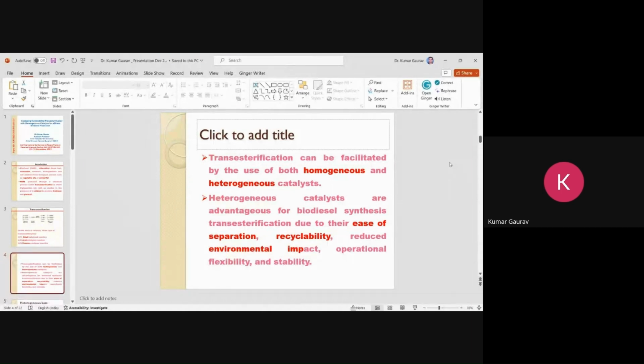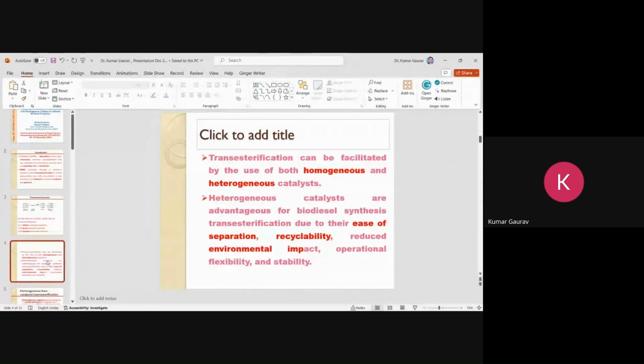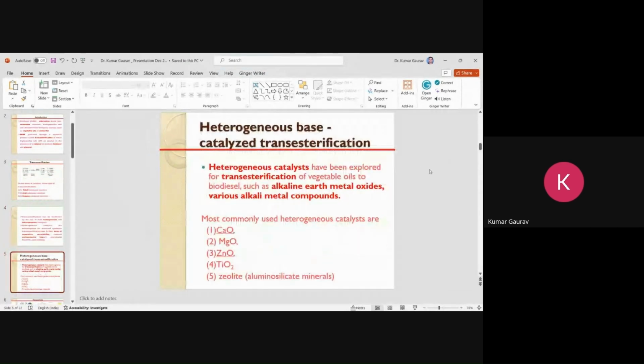In this process, there are two types of catalyst, homogeneous and heterogeneous. The homogeneous catalysts like sodium hydroxide and potassium hydroxide dissolve in the methanol, so we cannot reuse that type of catalyst. But if we use a heterogeneous catalyst like titanium oxide, calcium oxide, zinc oxide, or magnesium oxide, we can reuse the catalyst, and it has easy separation, recyclability, and lower environmental impact. So we prefer the heterogeneous catalyst.